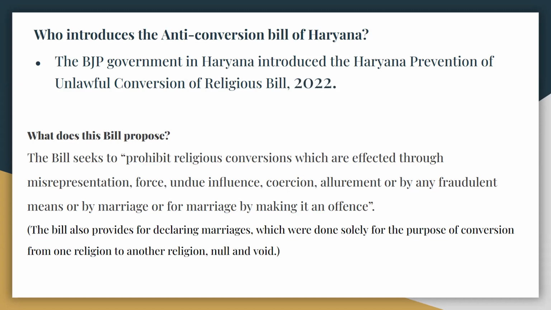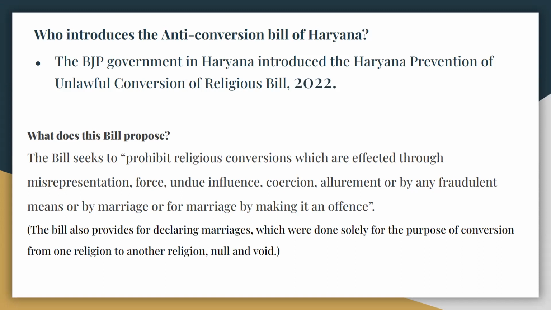And undue influence, let's take an example. Suppose you are in a position of higher authority, and you force or influence the people working under you to change their religion, then it will come under undue influence, and it is also an offense. Coercion means giving a threat. For example, you give a life threat to someone and ask that person to change their religion, and it is also a crime. And allurement means giving a certain amount of money. For example, you give 10,000 or 20,000 to a person and ask or force that person to change his or her religion. This is also a crime.